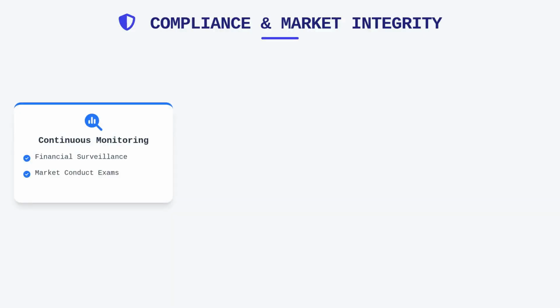Compliance and market integrity are monitored continuously through financial surveillance and market conduct examinations. The Commissioner has the statutory right to examine the books, records, and accounts of any insurer or producer operating within the state to verify solvency and fair business practices.